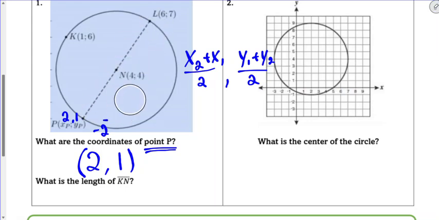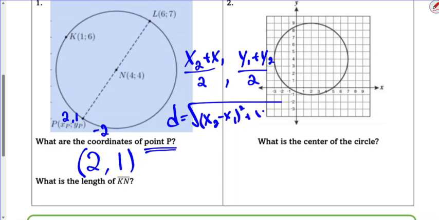For the second part of this, we're looking for the length of KN. Again, I could use the distance formula, and I could solve for that distance. But given the picture and what I know about the Pythagorean theorem, I'm kind of just going to count this one again. I'm going to set up a triangle here. I'm imagining this dropping straight down and then coming across. I know that that's going to the left 3, and it's going up 2.